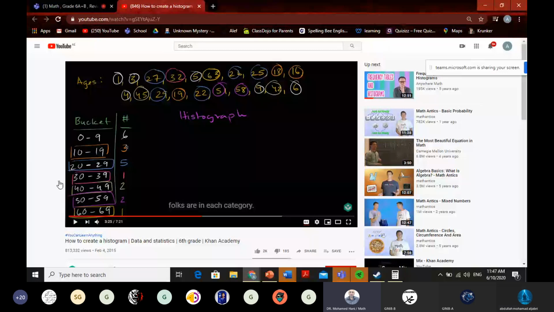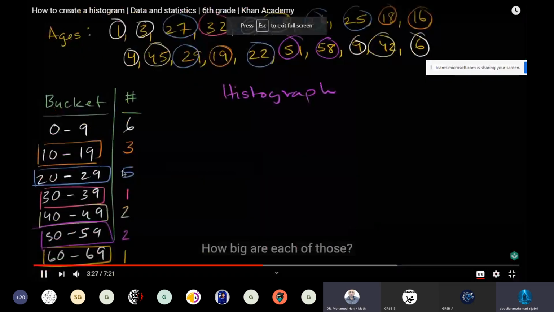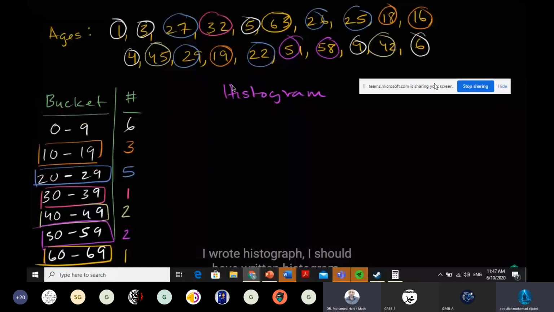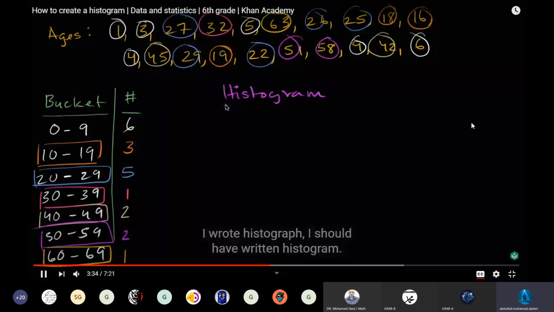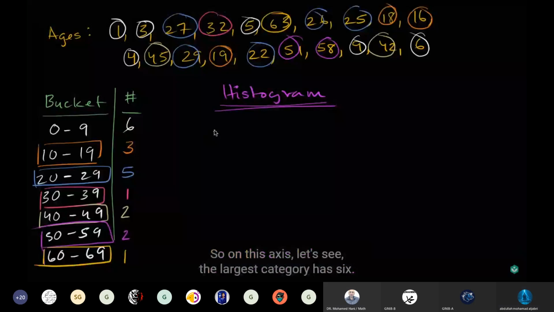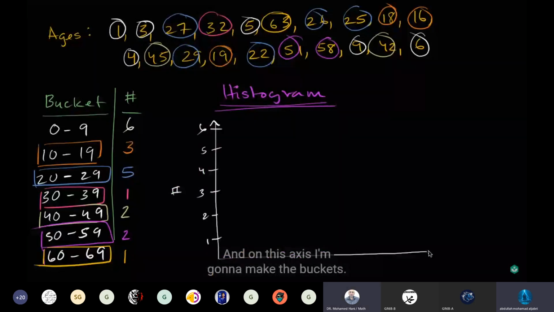Continue, Abdullah. How many folks are in each category? How big is each of those categories? I wrote histograph. I should have written histogram. So let's do this. On this axis, the largest category is 6, so this is the number of folks: 1, 2, 3, 4, 5, 6. And on this axis, the buckets.